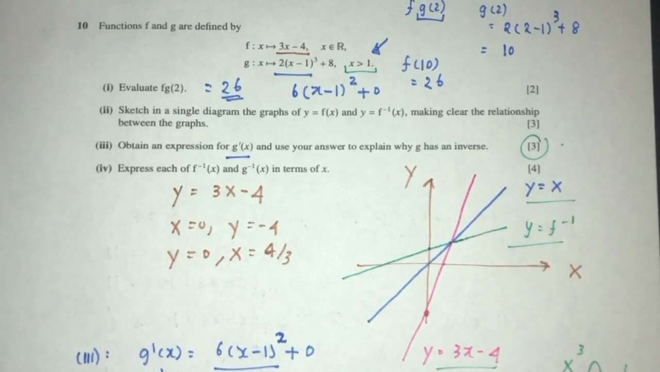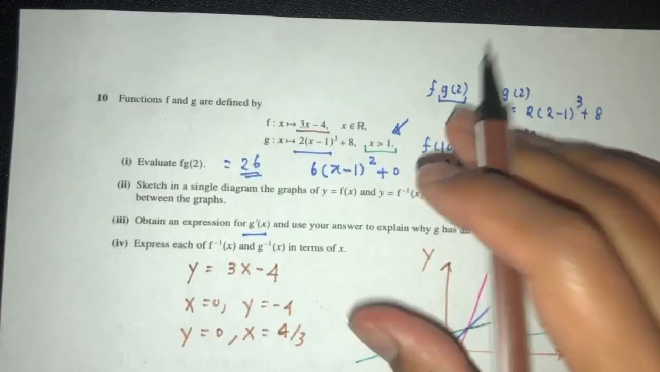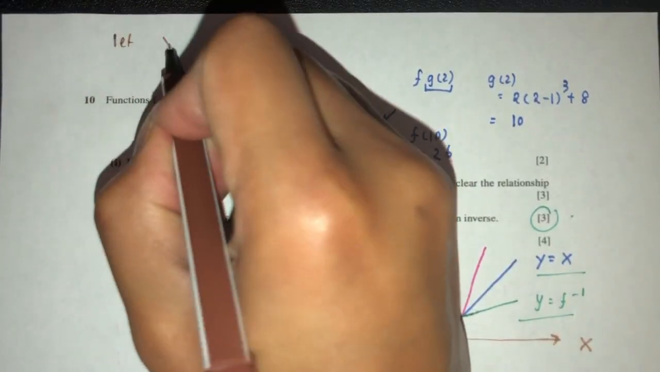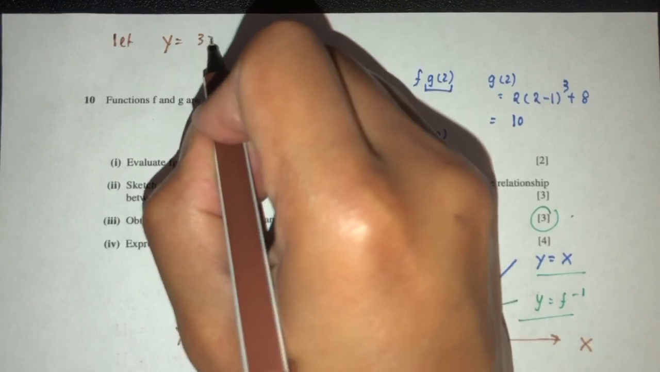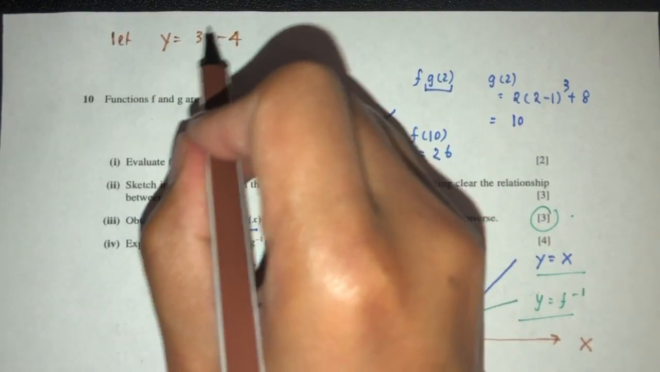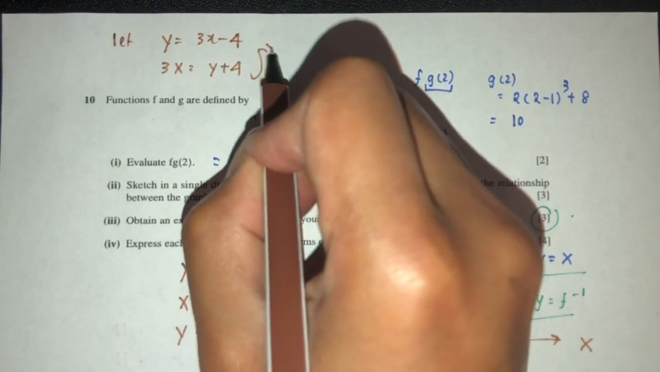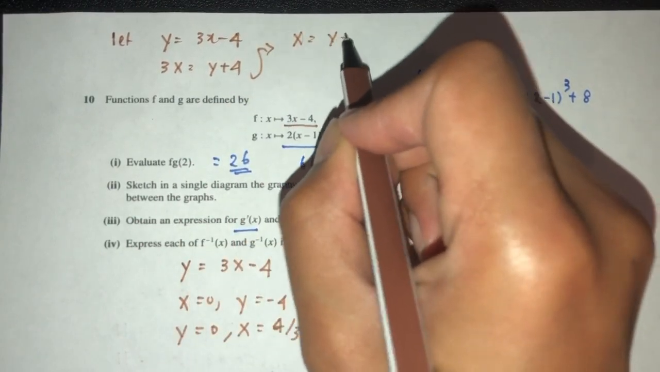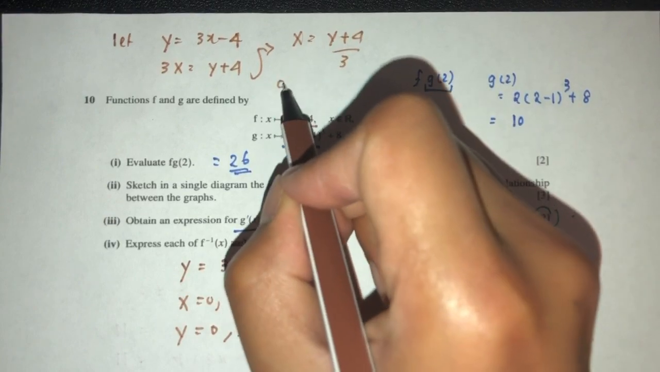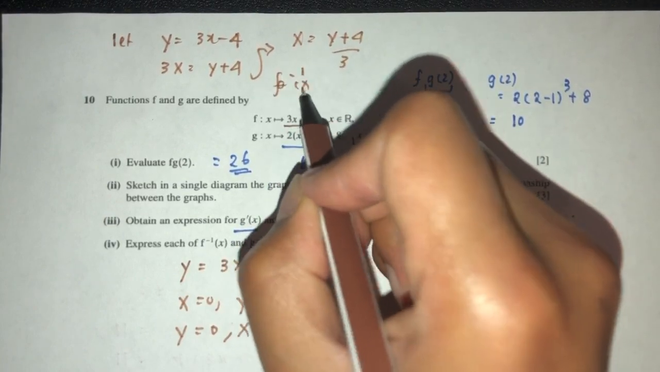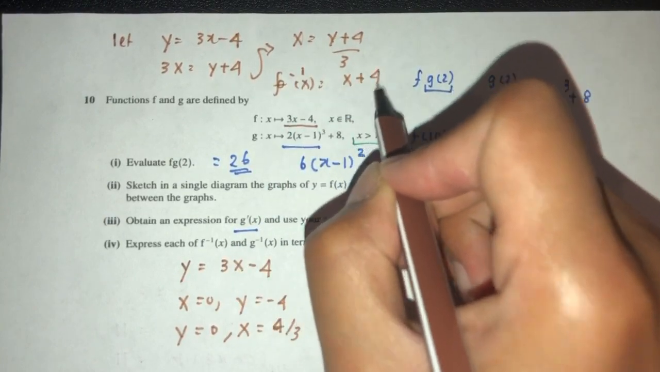Okay. Now for part 4, express f inverse of x and g inverse of x in terms of x. This is pretty easy. But let's try to do this. So first thing first is find this one. So let y equal to f of x, which is 3x minus 4. Make x become the subject. You will have 3x equal to y plus 4. So finally, x will be (y plus 4) over 3. So f inverse of x, that should be (x plus 4) over 3.